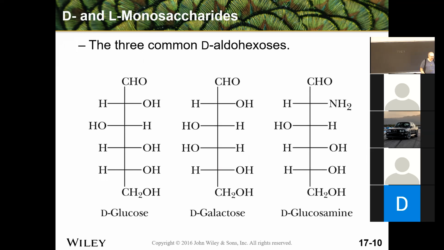These are three of the most common aldohexoses. There's actually 8 of these. We have glucose, galactose, and D-glucosamine. In D-glucosamine, the OH has been replaced by an amino group at carbon number 2.